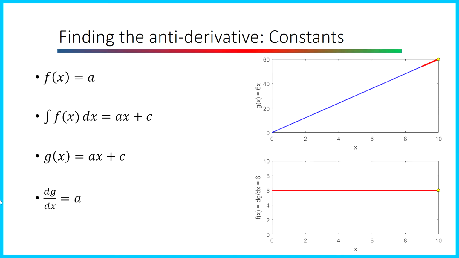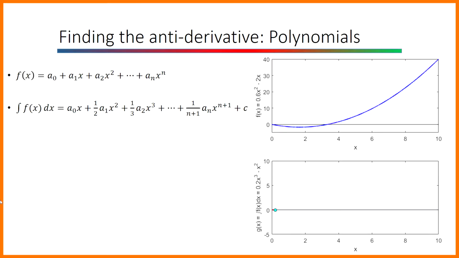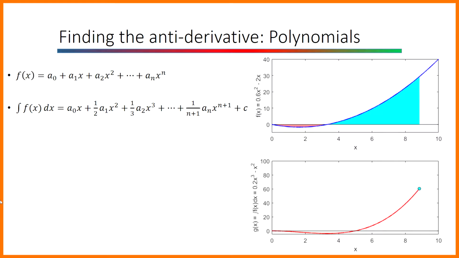All right, let's move on to something a little bit more complex. Let's talk about polynomials. The graph on the top shows the polynomial f of x equals 0.6x squared minus 2x. The bottom graph shows its integral, g of x equals 0.2x cubed minus x squared. As a reminder of what a polynomial function is, polynomials are functions that can be described as a constant a0 plus another constant a1 times x plus another constant a2 times x squared plus another constant a3 times x cubed and on up to an arbitrarily large exponent n that x is raised to. We refer to the polynomial as an nth degree polynomial if n is the largest exponent on the x.